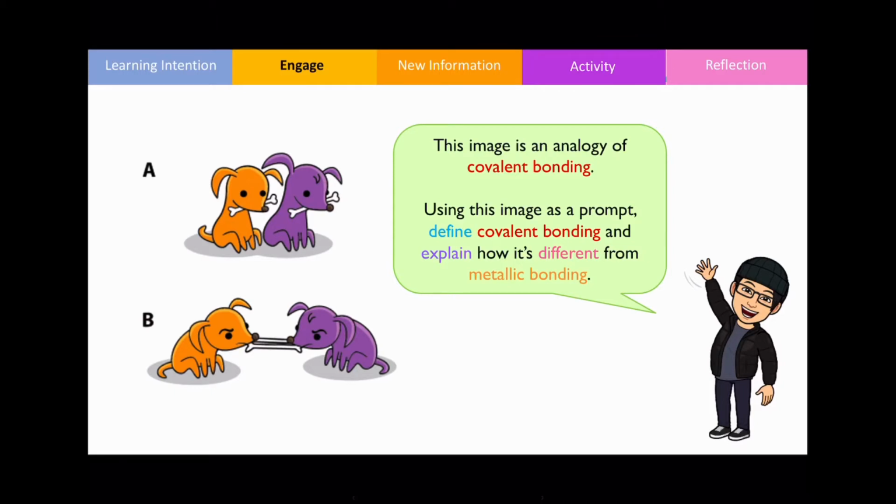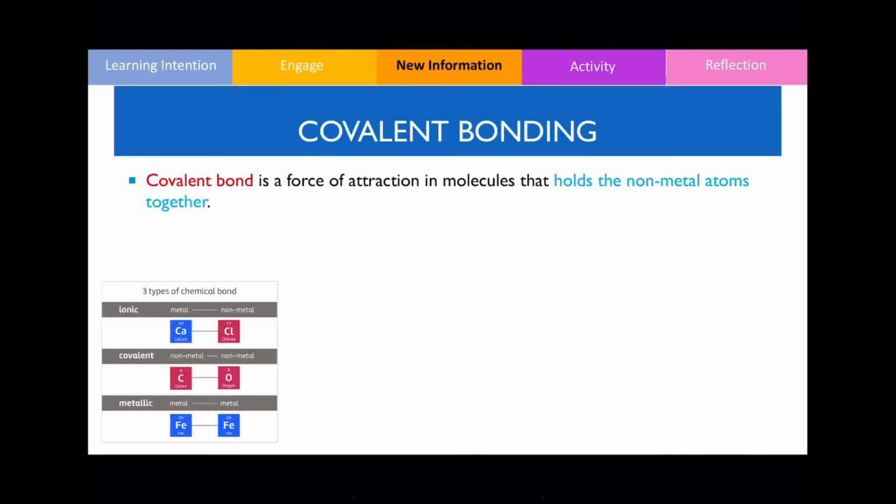Using this image as a prompt, I want you guys to see whether you can come up with your own definition of covalent bonding without actually referring to the search engine, and explain how it is different from metallic bonding. So covalent bonding is a force of attraction. It's a type of chemical bond that only exists between molecules, okay?